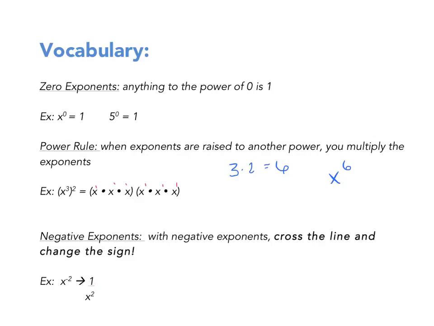If we had 1 over x to the negative second, let's do negative third since we already have second. 1 over x to the negative third, to make that a positive exponent, because we always want to work with positive exponents, it would just become x to the third over 1. We flip that, which is x to the third. So with negative exponents, you flip them, you make them positive.